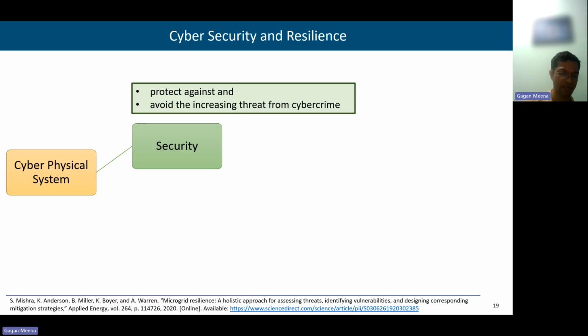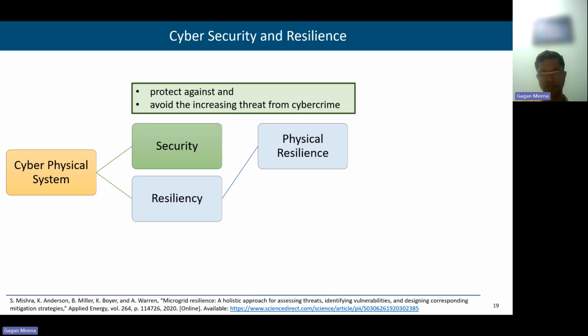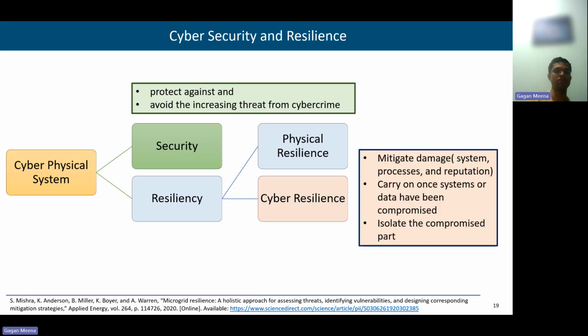So mitigation and then restoration, bringing the system back to its normal operation. That is the part of resiliency, and it has physical resilience and cyber resilience. In cyber resilience, there is also communication resilience. The cyber resilience, you can see here, is to mitigate damages and carry on once systems or data have been compromised.